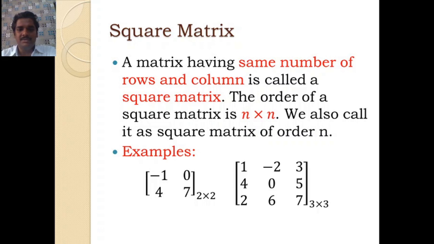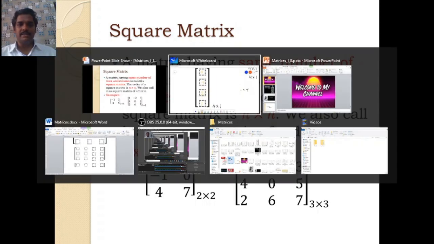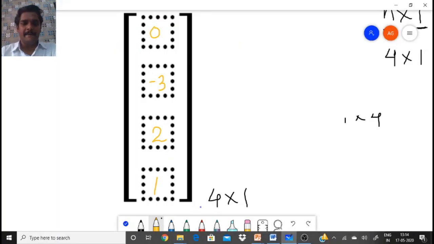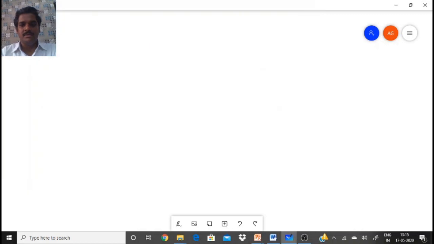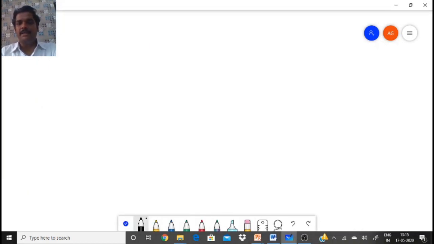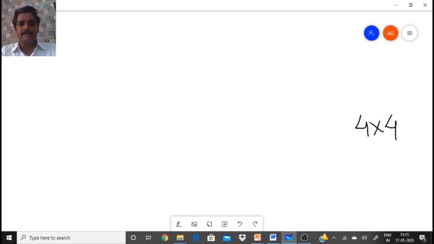First example is a square matrix of order 2. Second example is a square matrix of order 3. Okay, we can have a square matrix of order 4 also. Let's see that. So now we are interested in getting an example of a square matrix of order 4. Order 4 means that will be a 4 by 4 matrix.